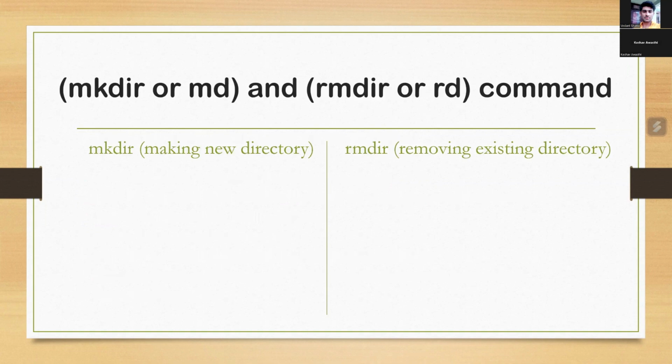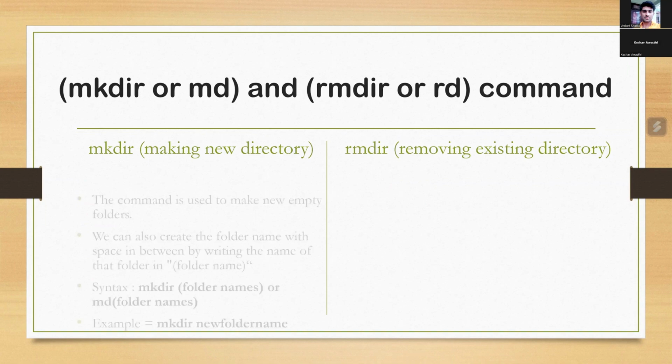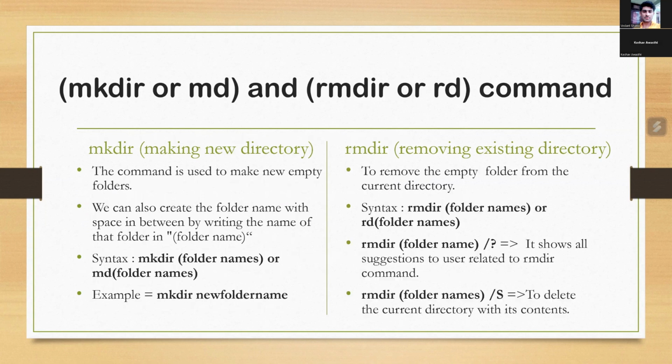Mkdir and rmdir, or md and rd, are the commands used to make a directory, and the rmdir command is used to remove an existing directory. So these are the syntax, the working and the important points related to these two commands.